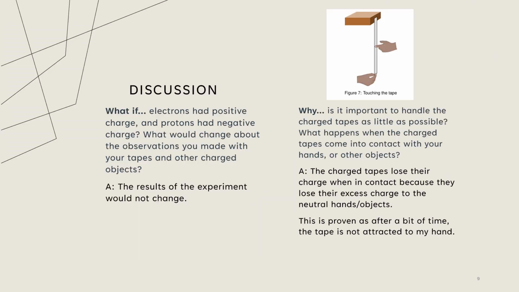So this slide is the discussion slide. First question is, what if the electrons had positive charge and the protons were negative? The observations would actually not change because they would react the same way, since they would still have excess charge. They would react the same way coming into contact with other tapes and your hand and books, and the charged pen would be positive instead of negative. So the results would not change. The observations would stay the same.